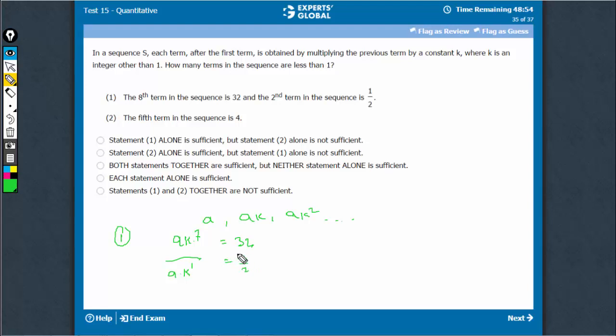If we divide these two equations, we will get that k raised to power 6 is 64. k can be plus or minus 2. Since two values, plus and minus 2, are possible, you will have a different number of values less than 1. If you take plus 2, you'll get a different answer. If you take minus 2 as the value of k, you will get alternate negative and positive integers, and therefore the number of terms less than 1 would increase. So multiple answers are possible.